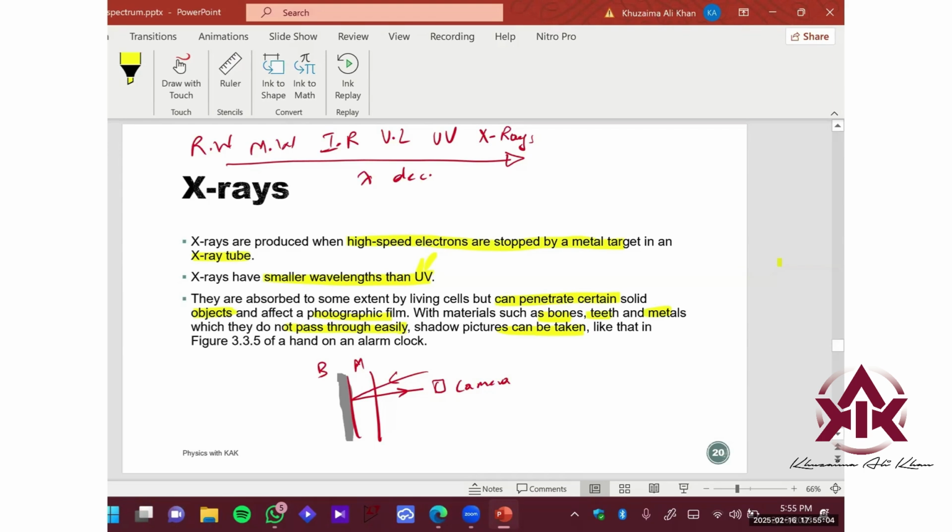Okay, it's clear to me. It's clear to Hamza. Okay, it's clear to Varda also. That's good.